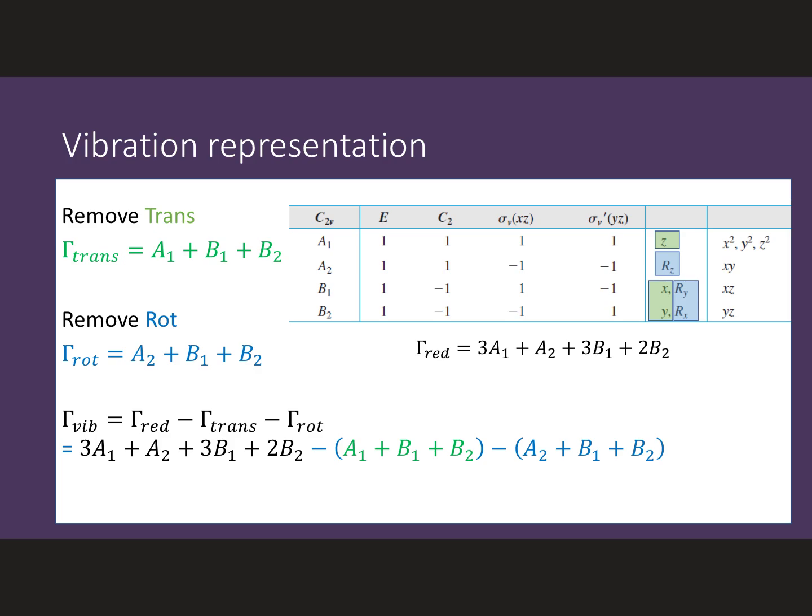So I've got my reducible representation here, my translational degrees of freedom here, my rotational degrees of freedom here. And we're just going to treat this like an algebraic problem at this point, do the subtraction. And what we're left with is that our vibrational representation is 2A1 plus B1. So we have 2 vibrations that have A1 symmetry, one that has B1 symmetry.